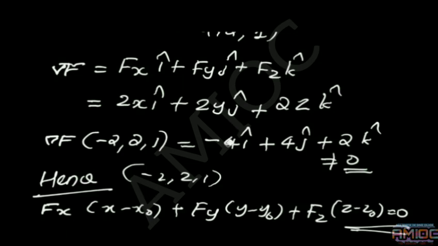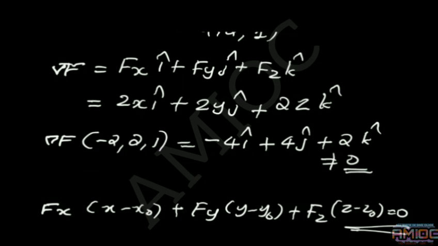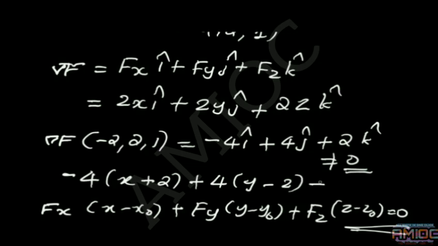fx at P is given by -4. Therefore, if we substitute the values, fx at P is -4 into (x minus x naught), which is x minus (-2), so plus 2, plus fy at P, which is 4, into (y minus y naught), which is y minus 2, plus fz at P, which is 2, into (z minus z naught), which is z minus 1, equal to 0.